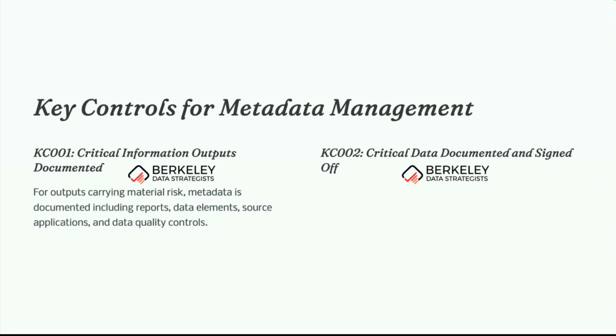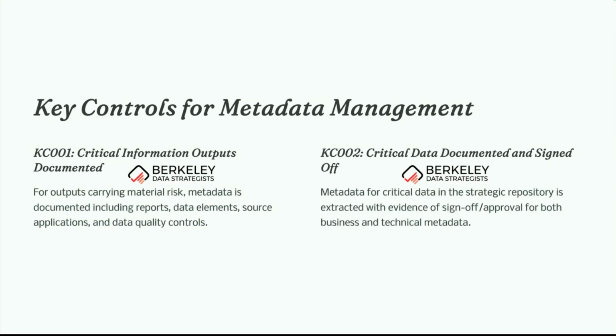That's the essence of everything. Another example of a key control, 002: critical data documented and signed off, right? Your metadata for critical data is very important. A lot of people ask me, especially on the new course, so if some data is critical, what about the ones that are not critical? What do we do about it? We don't do anything about it until they become critical.